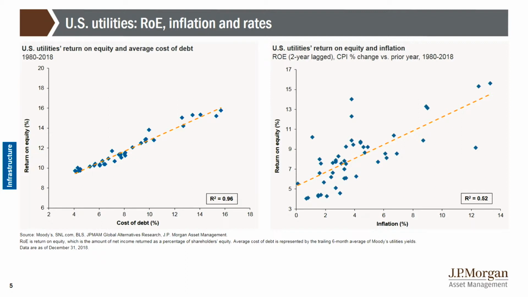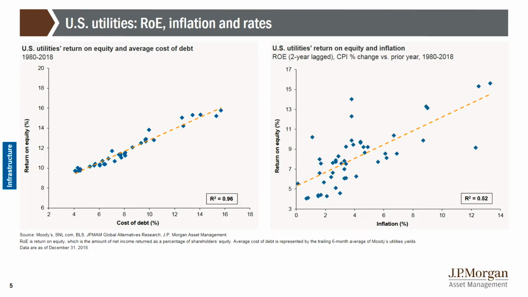And that's the other point that I want to make about infrastructure, is particularly within regulated space, so the regulated utilities, if interest costs go up, if inflation goes up, oftentimes the return on equity that these companies, that these assets are allowed to generate increases as well. So what we've done on these two charts is looked at the relationship between the cost of debt and the allowed return on equity for US utilities on the left, and then inflation and the allowed return on equity, again, for US utilities on the right-hand side.